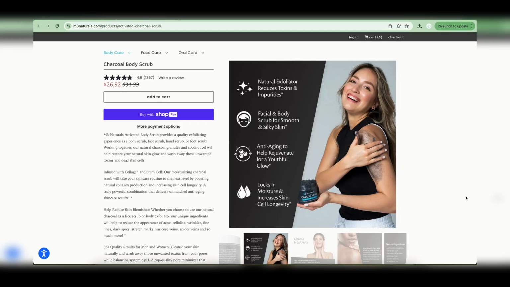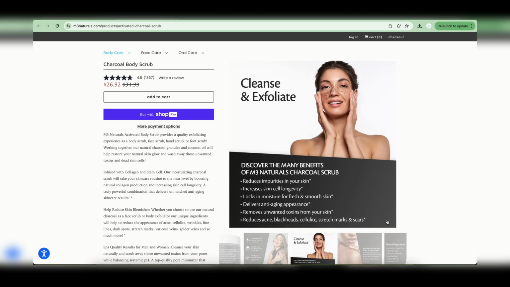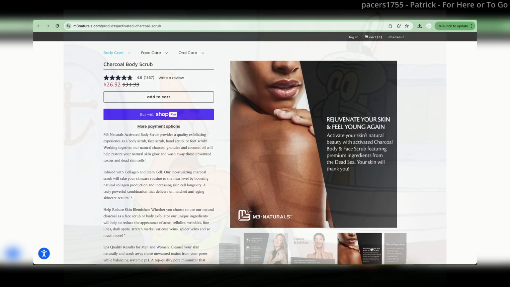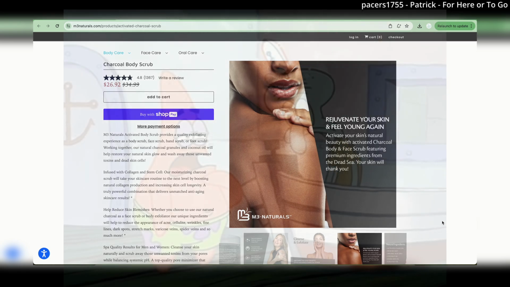Let's take a look at the website. Supposedly, it's a body scrub and an exfoliator that reduces toxins and impurities. It claims anti-aging skin effects and maintains moisture content. It increases skin cell longevity and removes the dead skin cells. It reduces acne, wrinkles, blackheads, dark spots, varicose veins, spider veins, cellulite, stretch marks, and scars. It's a buffer and a minimizer for pores.